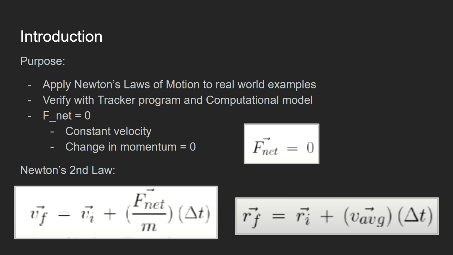Now, when F net is equal to 0, or all the net forces are equal to 0, this will result in a constant velocity and a change in momentum equal to 0. Below are the derived velocity update and position update formulas that explain Newton's second law in this regard, which is how forces that act on a system from its surroundings can cause changes in the momentum of that system.